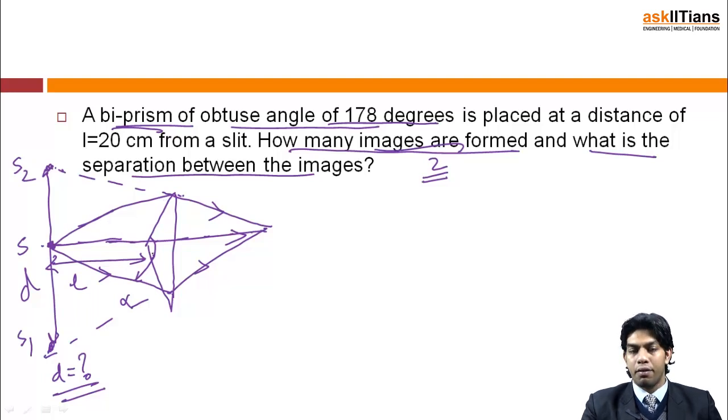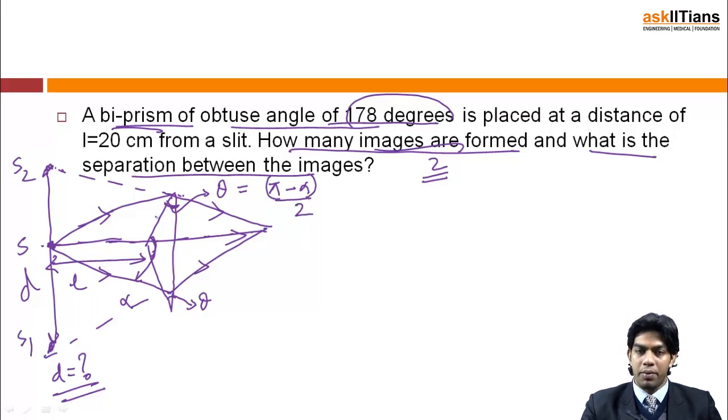if I know the angle of incidence, the angle of prism is given to be 178 degrees. But once the light rays are hitting, this becomes the angle of prism. Let's say this is theta. This becomes the angle of prism. So theta is equal to (pi minus alpha) by 2. Because I know this is a biprism of obtuse angle, angle theta is like this over here, and the same angle theta will be here. So theta for me will be (pi minus alpha) by 2.